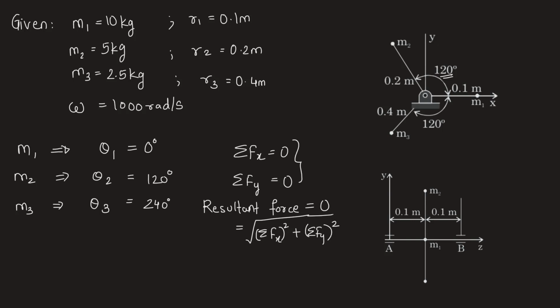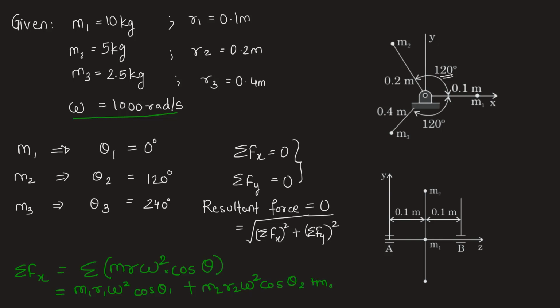So writing summation Fx, the forces in x direction are components of centripetal forces of each of the masses in x direction, and we have to sum them up together. So we have to write summation of each mass into its distance from the center of the shaft into omega square, where omega is the angular velocity of shaft, into cos of the angle that it makes with the x-axis. So let's add each of them and find out whether summation Fx is 0 or not. So we have m1 r1 omega square cos theta 1 plus m2 r2 omega square cos theta 2 plus m3 r3 omega square cos theta 3.